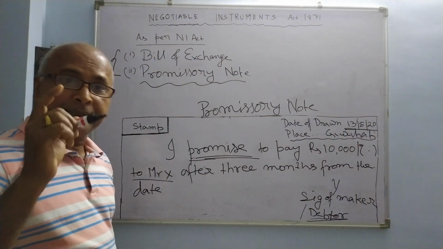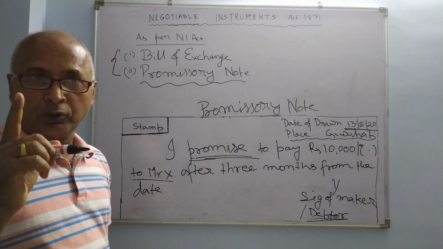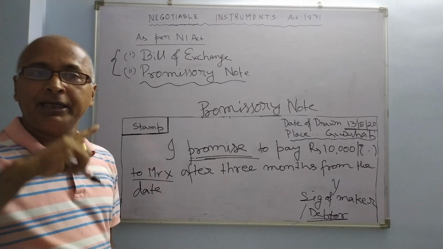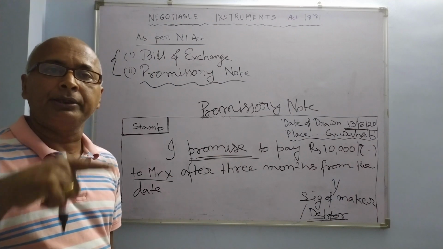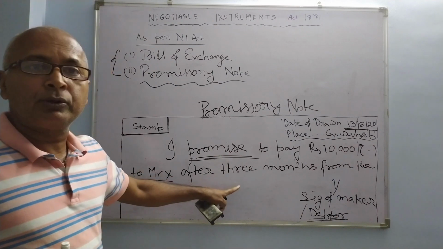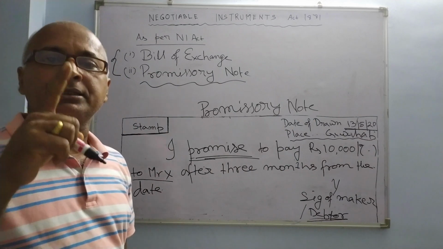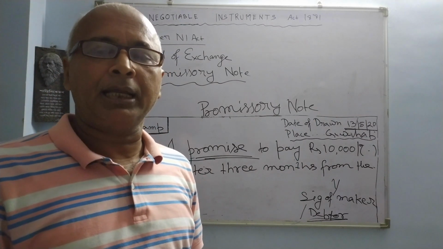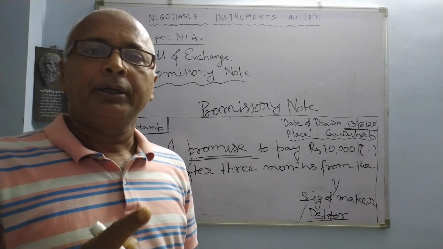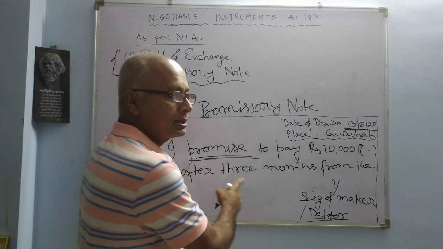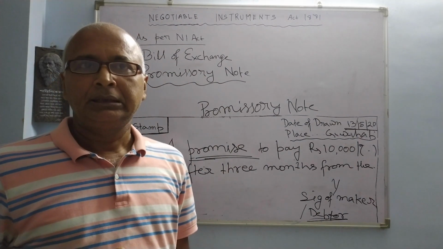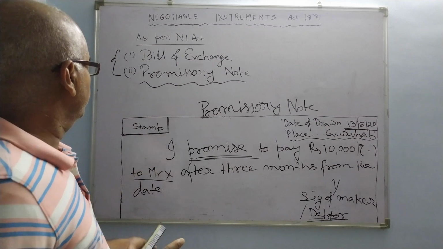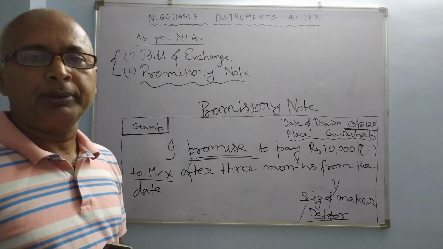Then acceptance is another vital difference between the promissory note and the bill of exchange. Acceptance is a must in a bill of exchange. Then only the bill of exchange will be valid. But in the case of a promissory note, the question of acceptance does not arise. Without any acceptance, a promissory note is valid. So these are the main differences between the promissory note and the bill of exchange.